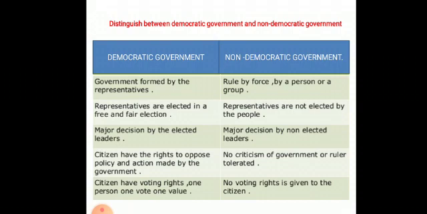While a democratic government is legitimate, responsible and accountable to the people, a non-democratic government is not accountable to the people. In a democratic government, people have the voting rights. One vote, one person, one value. But in a non-democratic government, no voting rights are given to the citizens.